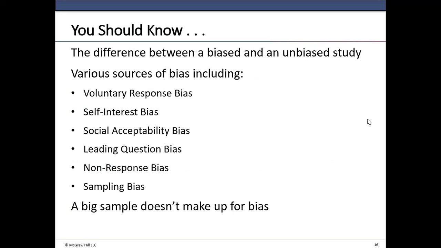Okay, so these are the things we discussed: voluntary response bias, self-interest bias, social acceptability bias, leading question bias, non-response bias, and sampling bias. So I will stop here today.